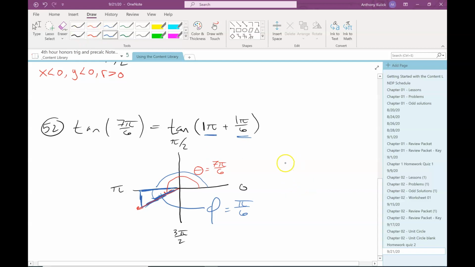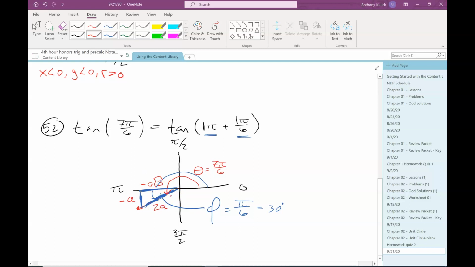So pi over 6 I know is the same thing as 30 degrees. So what I'm looking at is a 30, 60, 90 triangle. So this side is, instead of using x's, because I have x's and y's as coordinates, I'm going to use a's. But that's going to be negative a, because it's in the third quadrant. And this is going to be negative a root 3. And this will be 2a.